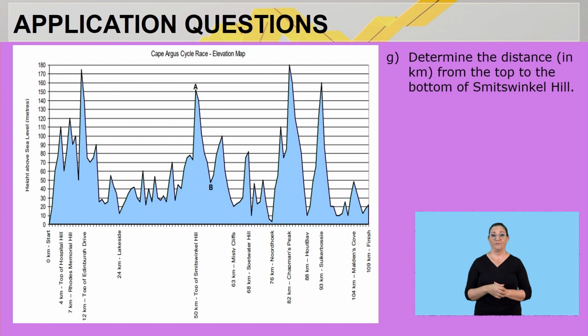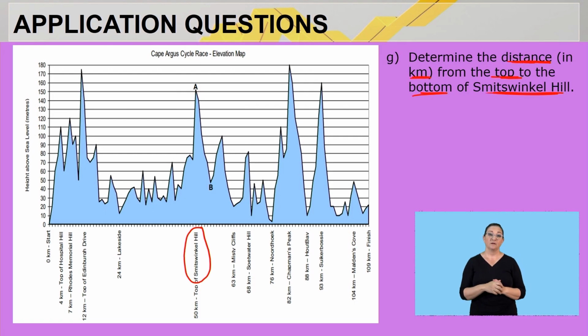Question number G. It says, determine the distance in kilometers. So now we're looking at distance. This time around, we are working with kilometers, not meters, from the top to the bottom of Smitswinkel Hill. So we are still at the same point of interest, which is what? Smitswinkel Hill. We are still here. So now we need to find the distance. When they're at the top, can you see here it says top of Smitswinkel Hill. The top of it is plus minus 50 kilometers into the race.